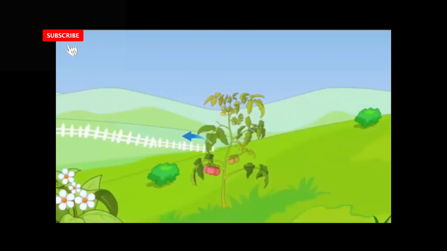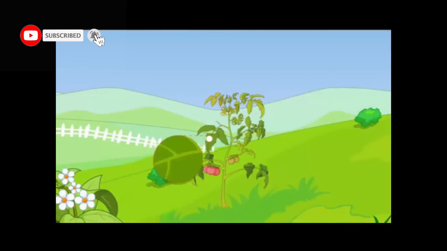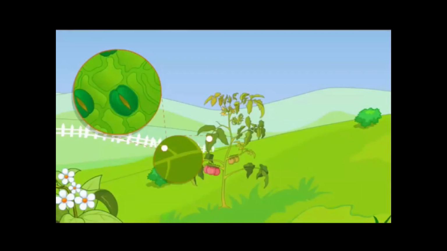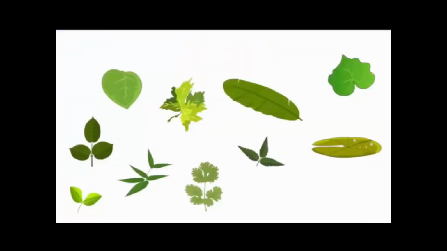Plants take in and give out air through pores or tiny holes, mostly on the underside of the leaf. These holes are called the stomata. Leaves differ in shape, size, color, and texture. Here are some leaves of different shapes and sizes. Have a look at them.